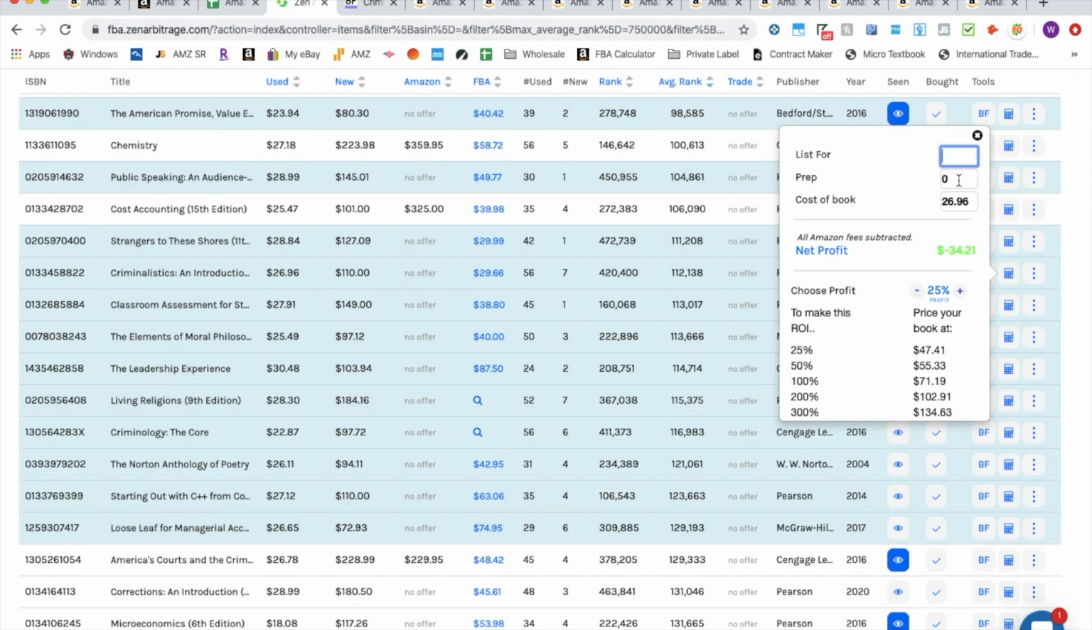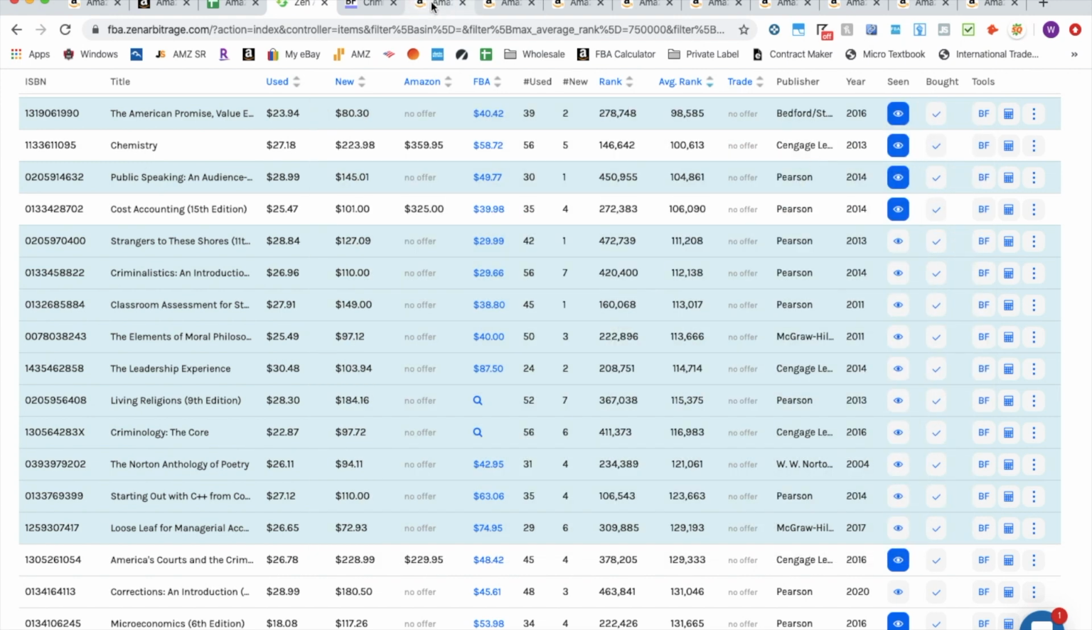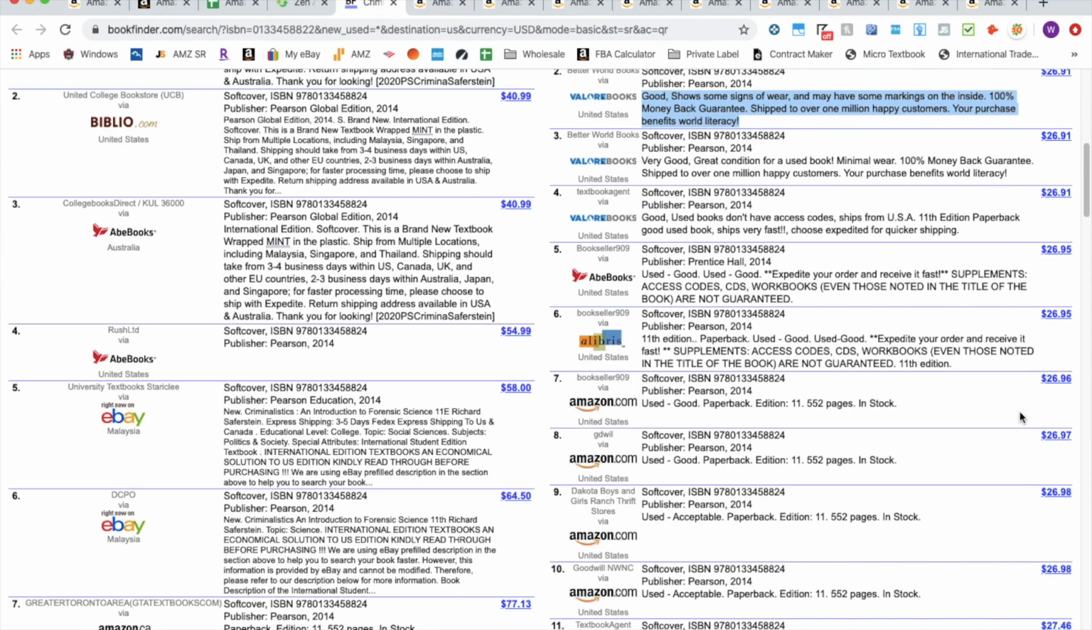So let's say it's on the low end, it only sells for 60. That's going to be 17 in profit. On the higher end, that's going to be $34 in profit. So again, not too bad. I'm going to click this one right here, drag it to the side, and perfect. Let's move on to the next one.